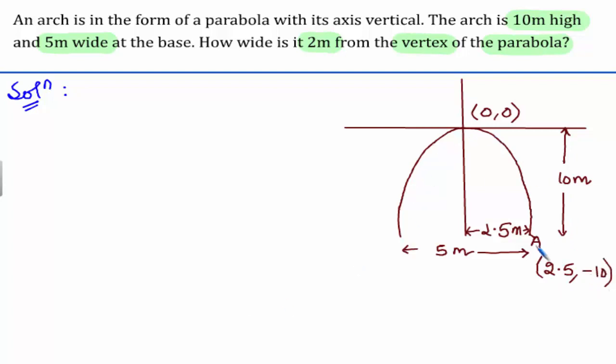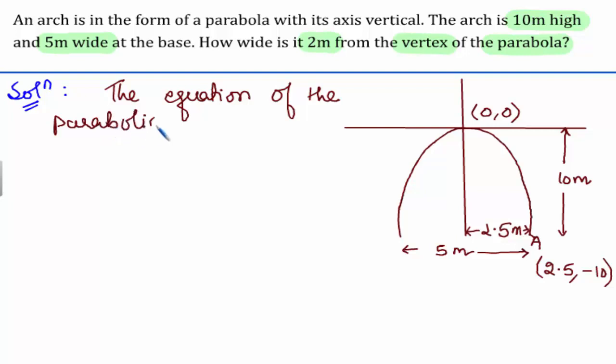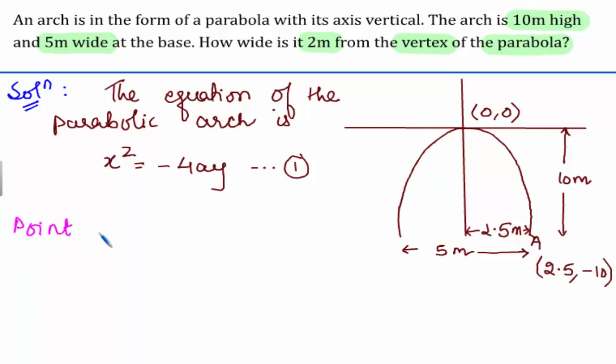Now this parabolic arch opens downwards, therefore the equation of the parabolic arch is given by x square is equal to -4ay. Let us denote this by equation number 1. Now this point A lies on the parabolic arch. Point A has coordinates (2.5, -10).